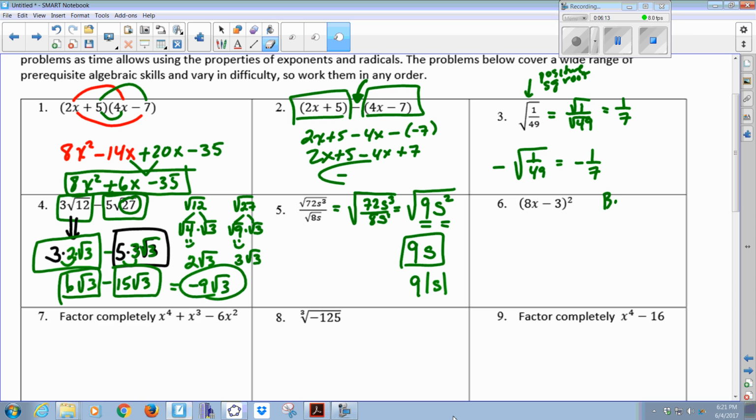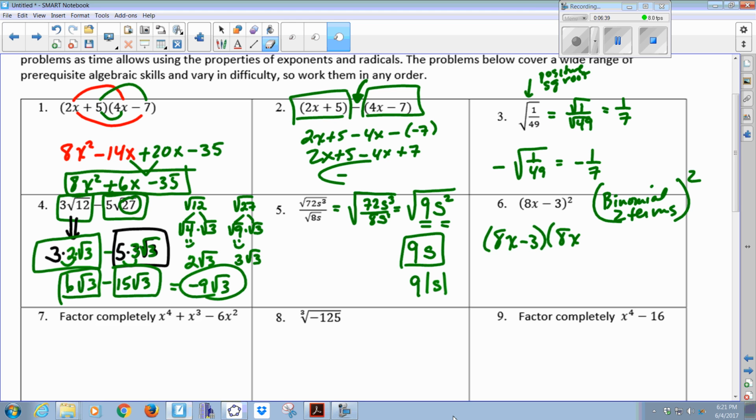A binomial means we have two terms that are being squared. Again, we do not want to use an exponent property here, because exponent properties only apply to a base that is multiplication, a bunch of factors, or a division problem. So here we use what it means to square something.